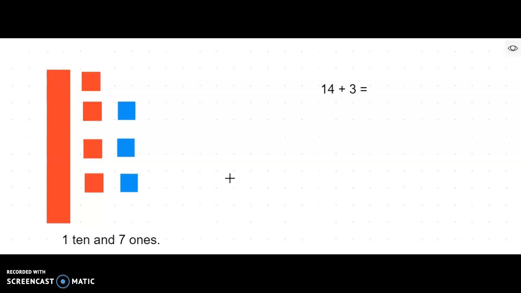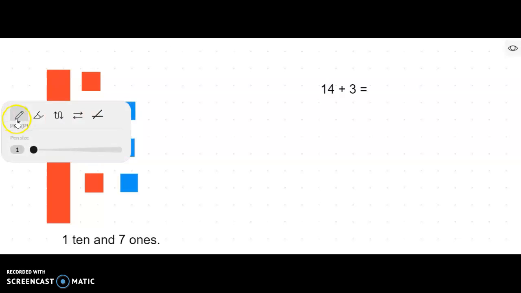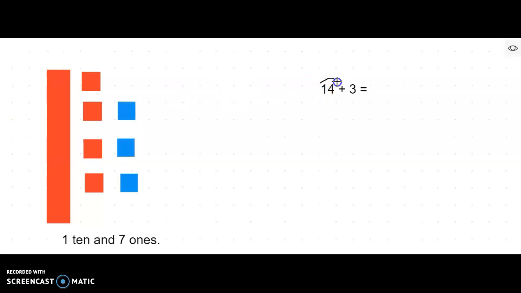Yeah, it's 17. So I've showed you that with the picture, but let's try this now with a number bond in our addition sentence like we practiced last week. So remember, the two parts of a two-digit number are its tens and its ones. So the two parts of 14 are 10, because I have 1 ten, and 4, because I have 4 ones.